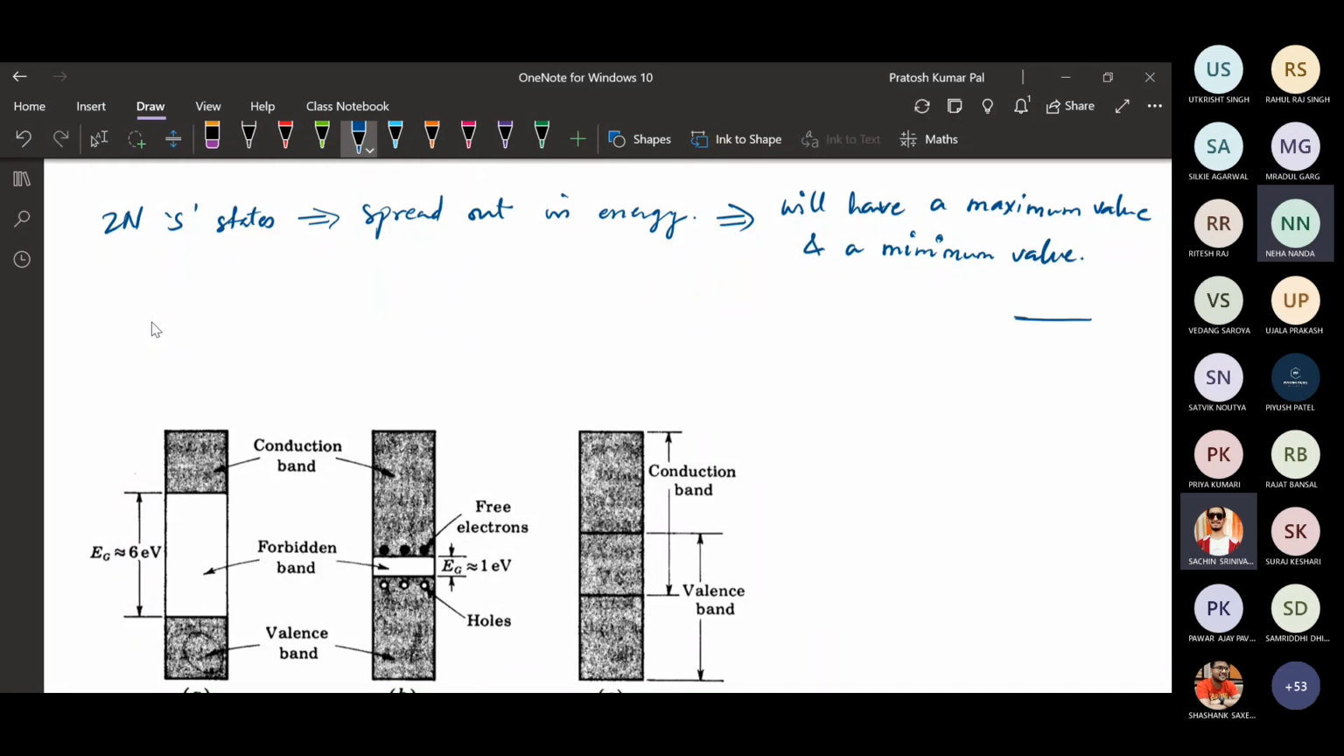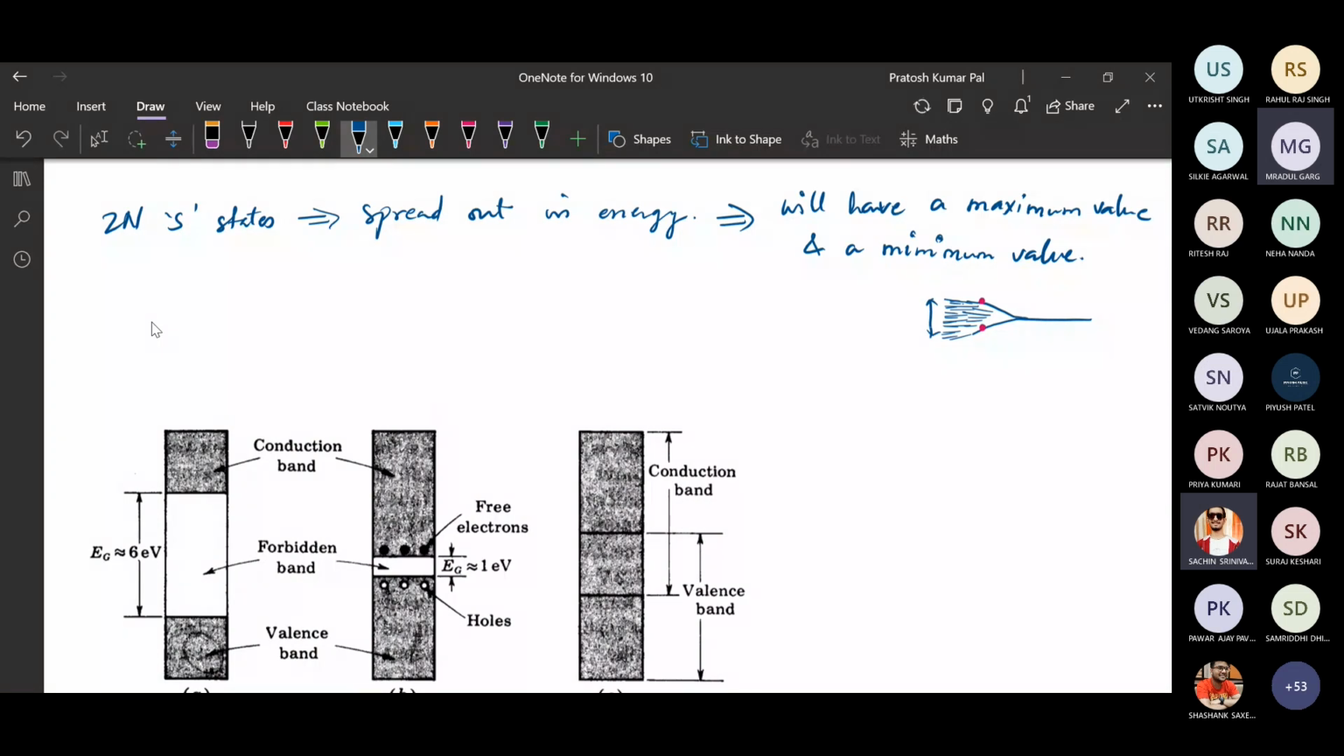That means initially it was like a straight line. Once we reduce the distance, the energy will spread and form a maximum and a minimum. Here it will be a maximum, and this will be a minimum. This is the case as we reduce the interatomic distance. These are basically a large number of discrete energy levels, and these discrete energies are spreading out with some energy level.